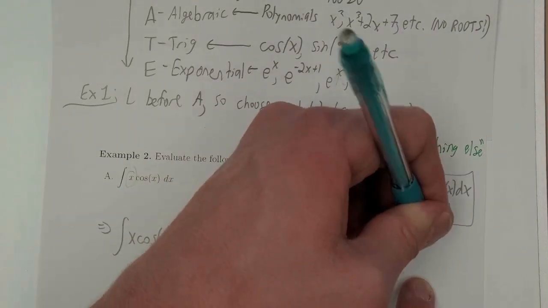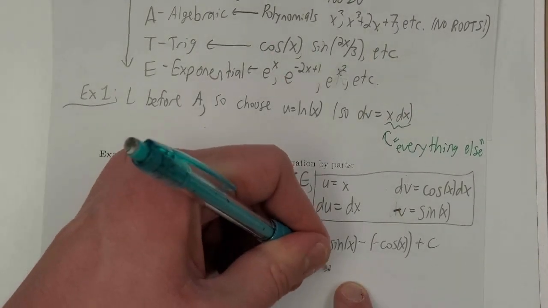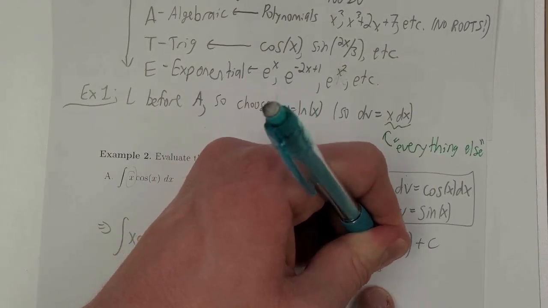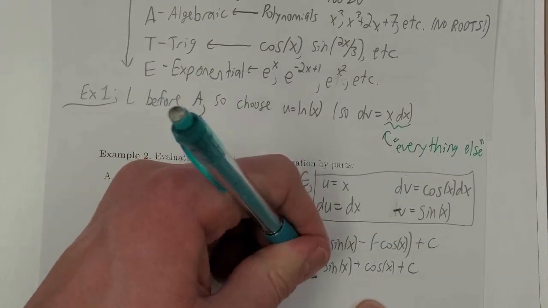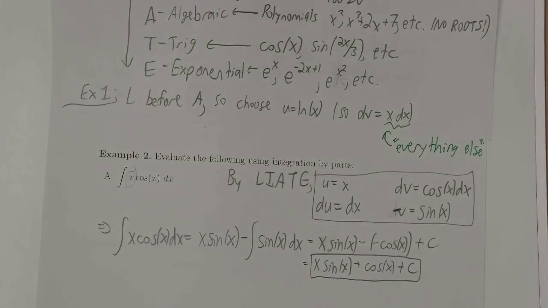Good. So ultimately, at the end of the day, we have x times sine of x, plus cosine of x, plus c. And that's 2a. Any questions on 2a? All right. That wasn't too bad.